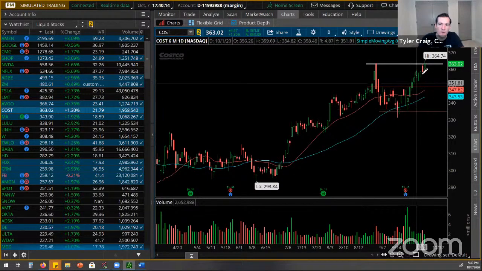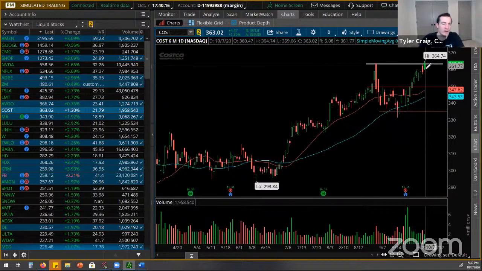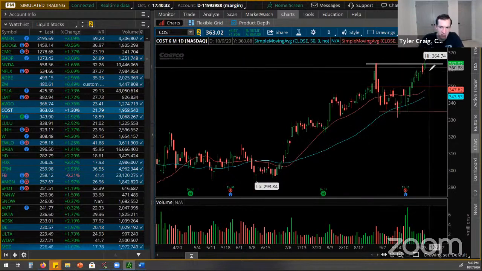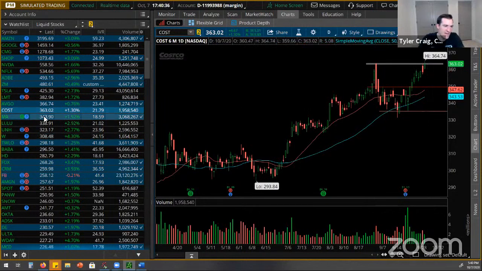But see, it's gone up way too far. I don't like overbought breakouts. I don't like stocks that have run up before they get to resistance, because I feel like it's out of gas. I feel like I'll get suckered in, I'll buy it on the breakout, and then it'll finally pull back and take a breather. So I like Costco, but I don't like the pattern. So I'm not going to do anything. Pass.